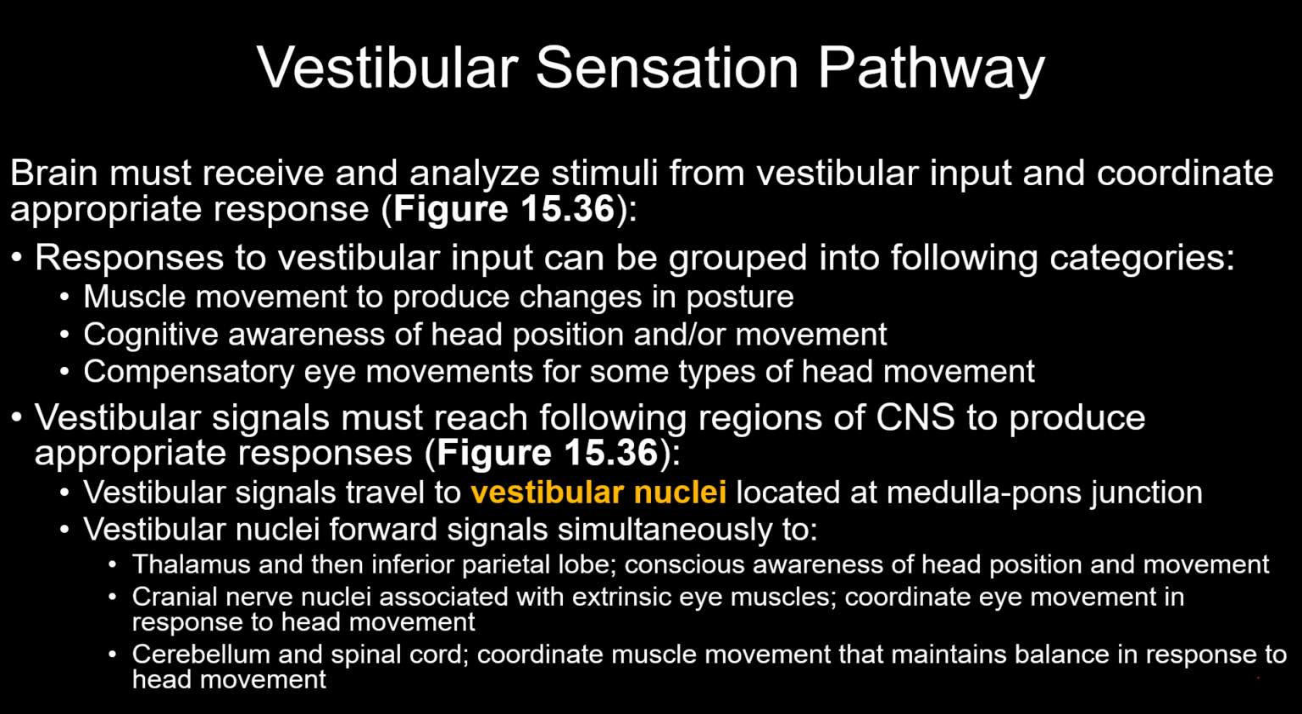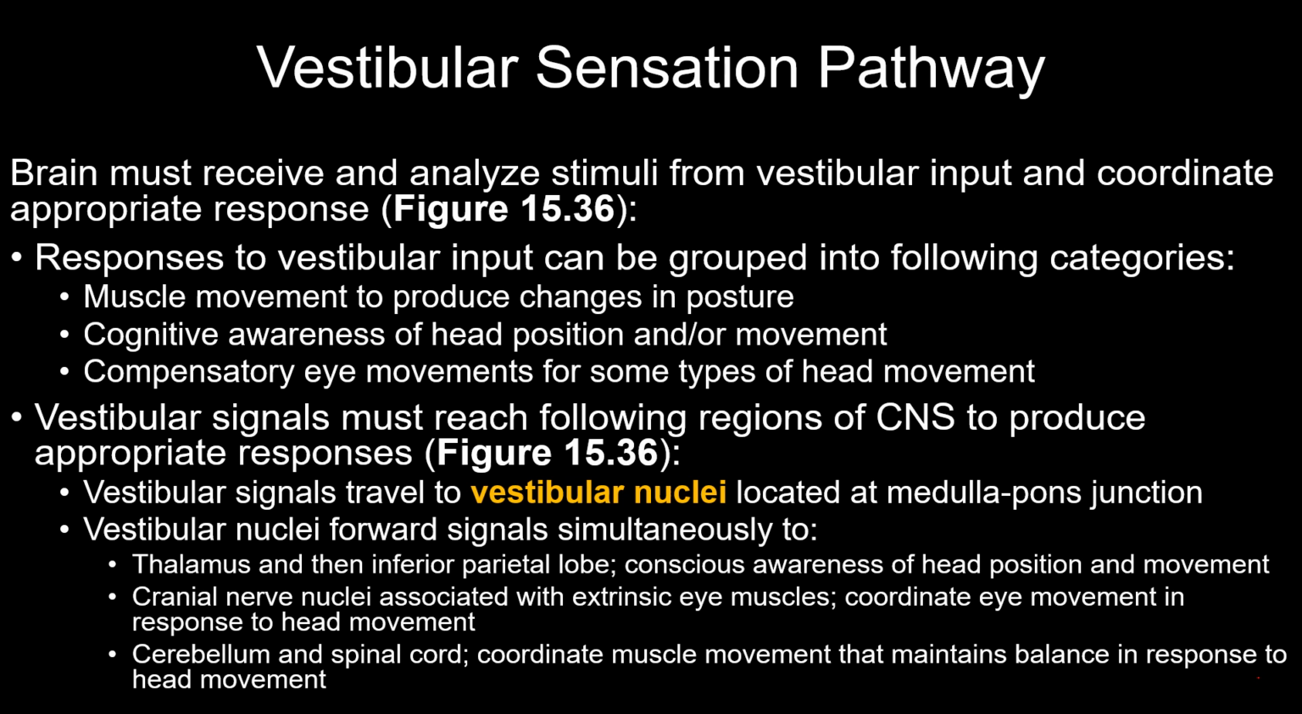After that, the vestibular nuclei are going to relay these signals simultaneously to several different areas of the CNS. They're going to send the signals to the thalamus, and after the thalamus, they go to the parietal lobe, and this is for conscious awareness of head motion and position. And at the same time, the cranial nerve nuclei are going to coordinate eye movement in response to any head movement. And then also at the same time, the cerebellum and spinal cord are working to coordinate muscle movement and maintaining balance in response to any head movement.